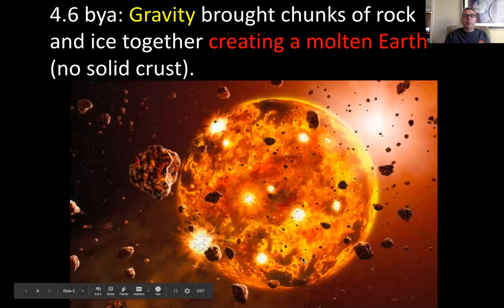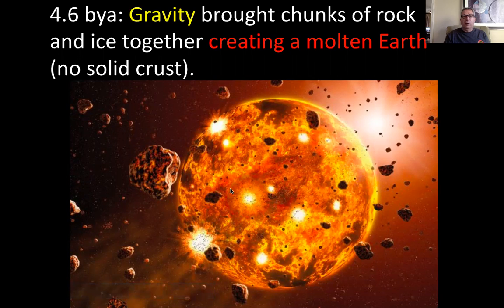So the first thing we're going to talk about is how Earth formed. So 4.5 billion years ago, gravity is the cause, right? Gravity caused the Earth to bring the chunks of rock and ice together, and that created the molten Earth. All right, so gravity is the cause, creating the molten Earth is the effect. So there was no solid crust.